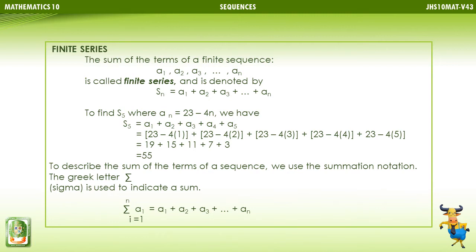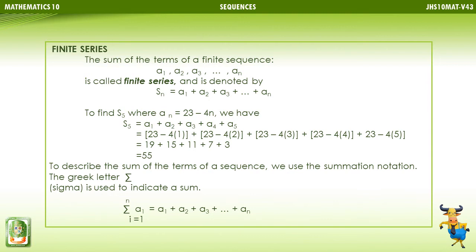To find S sub 5, where a sub n equals 23 minus 4n, we have S sub 5 equals a sub 1 plus a sub 2 plus a sub 3 plus a sub 4 plus a sub 5 equals (23 minus 4 times 1) plus (23 minus 4 times 2) plus (23 minus 4 times 3) plus (23 minus 4 times 4) plus (23 minus 4 times 5) equals 19 plus 15 plus 11 plus 7 plus 3 equals 55.